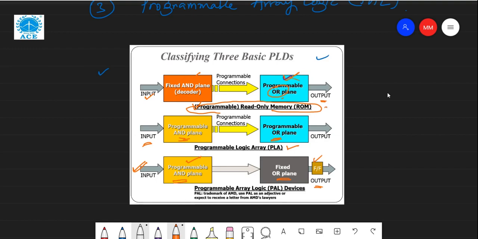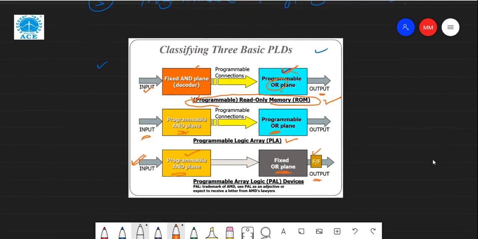Once again I would like to repeat: in PROM, the decoder, that is the AND plane, is fixed and the OR plane is programmable, so you can modify whatever logic you require. Next is PLA, where both the AND and OR logics are programmable, so we can program both. Next is PAL, programmable array logic. In this, the AND plane is programmable, which means whatever my logic requires I can implement here, and the OR plane is fixed. So this is the classification of the three basic PLDs.